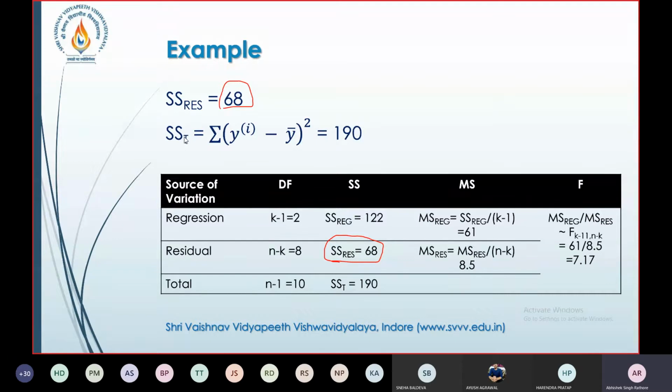Now I am calculating the sum of squares of the total model, the sum of squares of the whole variance. I told you about this model again: this is my original y, this is my estimated y, and this is my average y. So this is the whole variance. The whole variance is equal to y minus y bar, the whole squared.